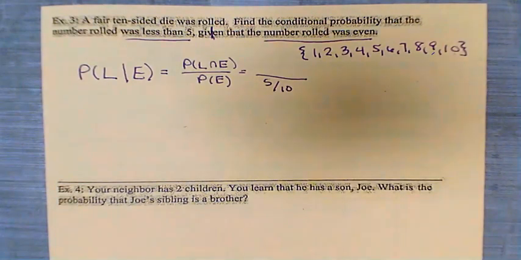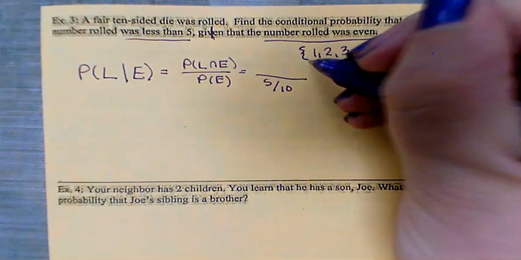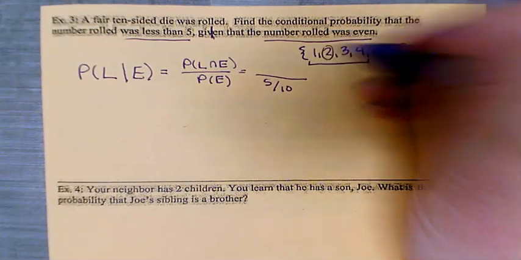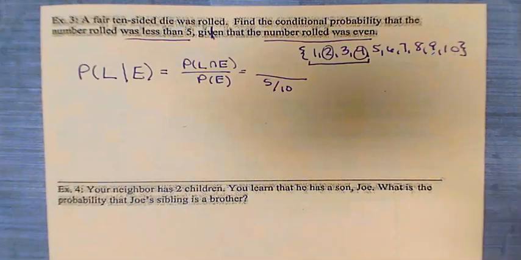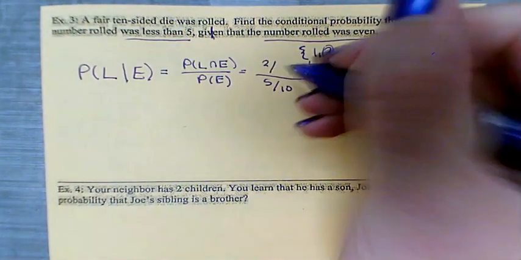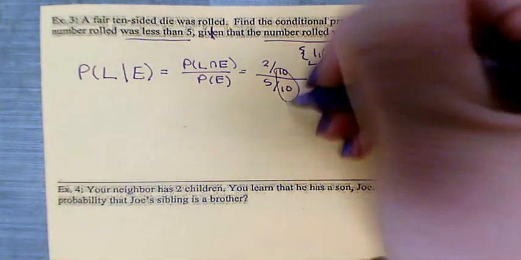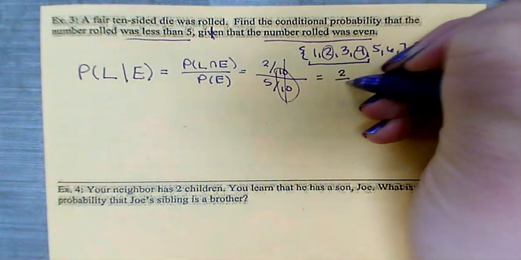Now the top is a little bit trickier. I need the probability that I'm rolling a number less than 5 and even. So less than 5 means that I'm just looking at these numbers, not 5 or more, just less than 5. And it also needs to be even, and the only ones that are even and less than 5 are the 2 and the 4. So that's 2 out of 10. Now, just like before, I could do 2 over 10 times 10 over 5. That's going to allow the 10s to cancel out, and I'm going to be left with 2 over 5.